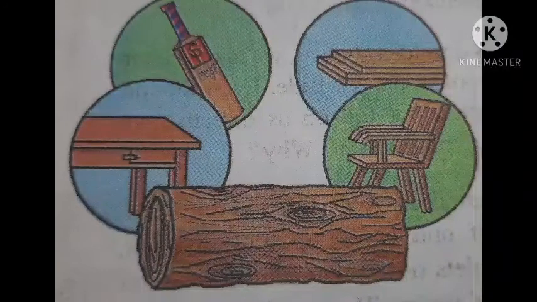Next, we come to the point: substances and objects. So students, these objects are made up of substances. You can see here the different articles are made from log. That is why we can say log or wood is a substance by which the table and chair have been made. Students, the given picture shows objects like bat, table, chair, ply. They are made of wood.